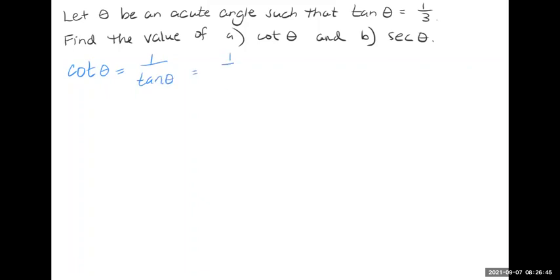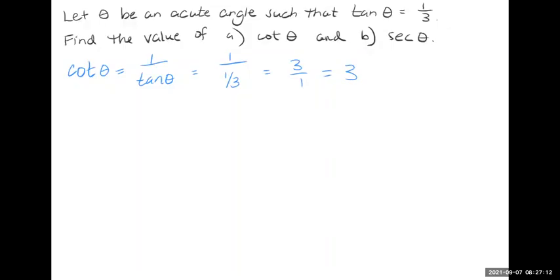So cotangent is 1 over tangent, or 1 over 1/3. And remember, this is dividing by a fraction. You've got to flip the bottom fraction and multiply. So it would be 1 times 3 over 1. So just remember, you need to flip it. So now I know tangent, I know cotangent, and I need to find secant.